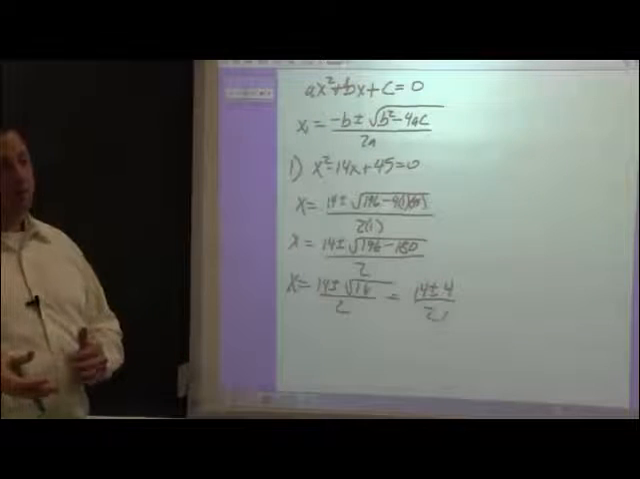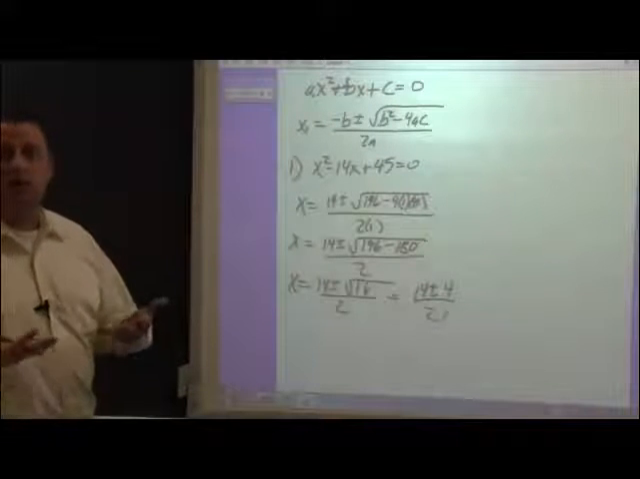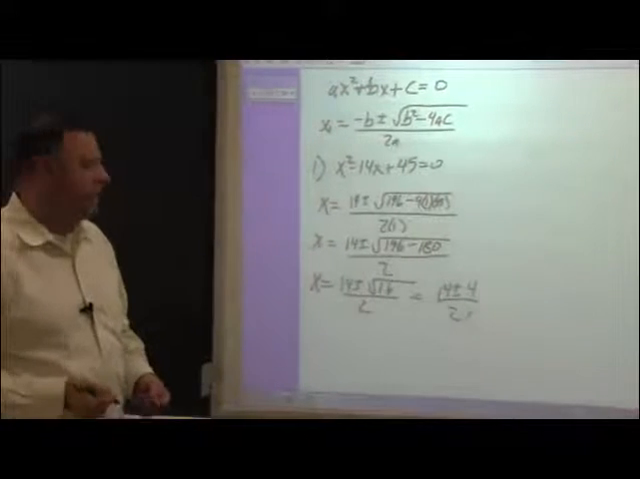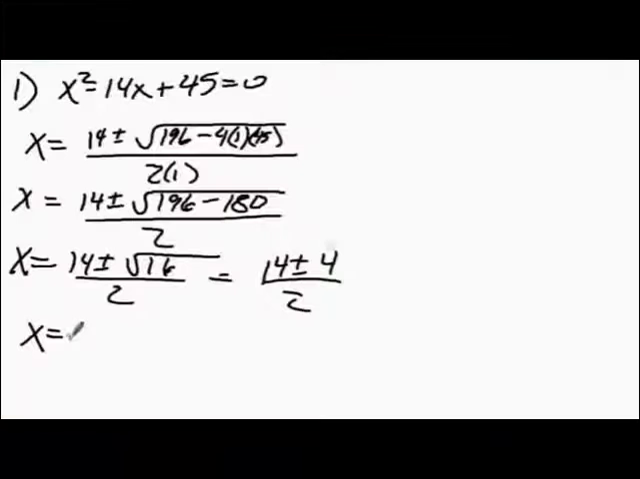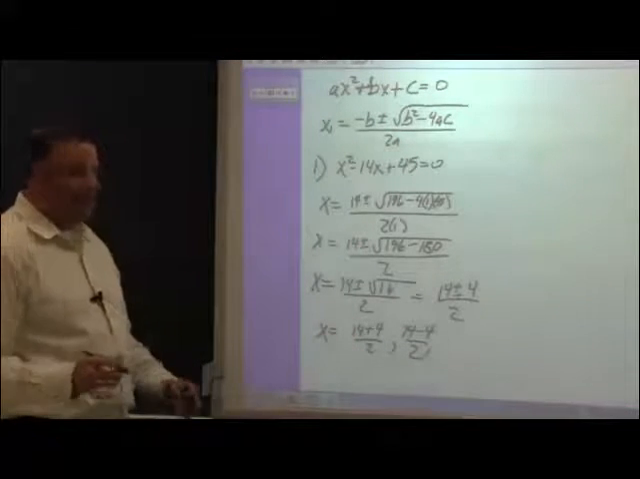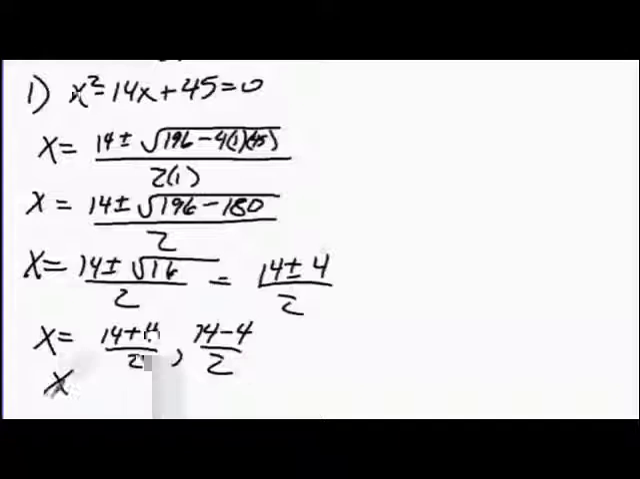Okay, now we can go further. We're going to find out that it has 2 solutions, 2 zeros, 2 roots, which is what they're commonly called. So what this means is x is equal to 14 plus 4 divided by 2, or 14 minus 4 divided by 2. 14 plus 4, that's 18, divided by 2 is 9. The other one, 14 minus 4, that's 10. 10 divided by 2 is 5.